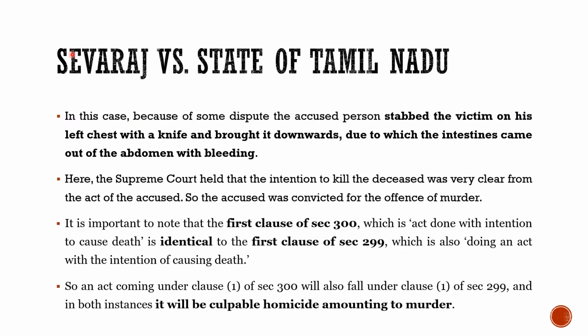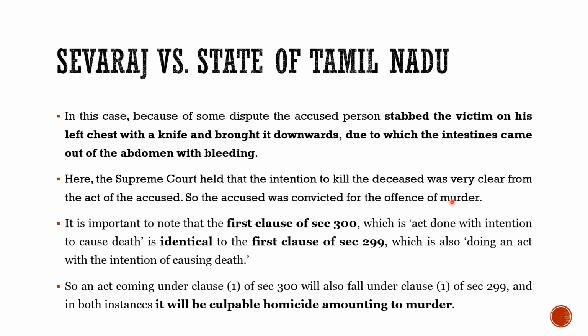So what exactly is culpable homicide that is murder? In Selvaraj v. State of Tamil Nadu, because of some random problem, the accused stabbed the victim on his left chest. So he had the intention. We all know that the heart is on the left side of the chest. And with that knife he brought it downwards, due to which the intestines came out of the abdomen with bleeding, obviously. So here the Supreme Court held that the intention to kill the deceased was very clear from the act of the accused. So the accused was convicted for the offence of murder.